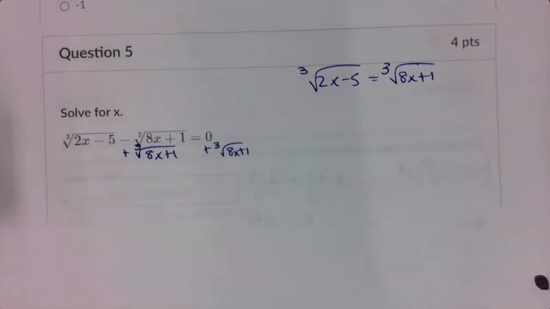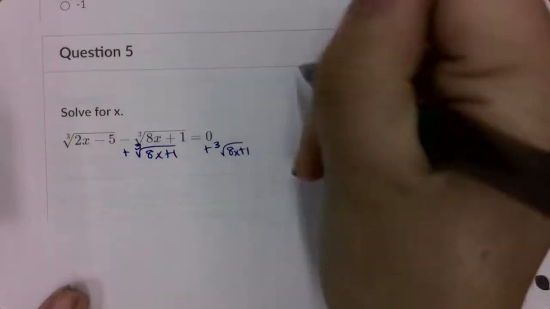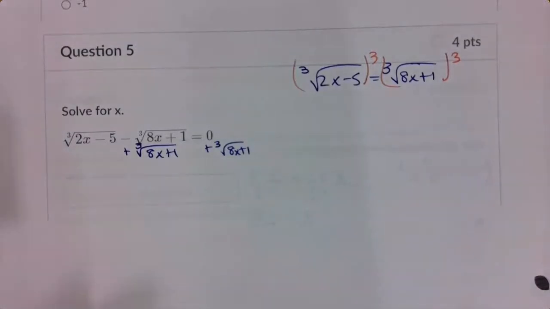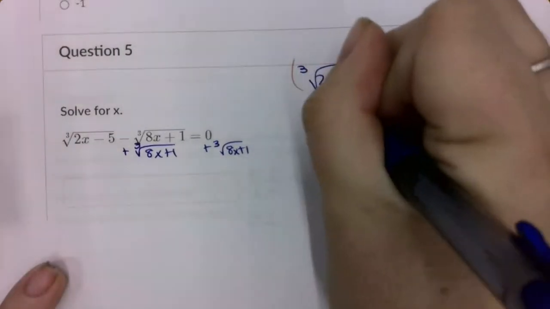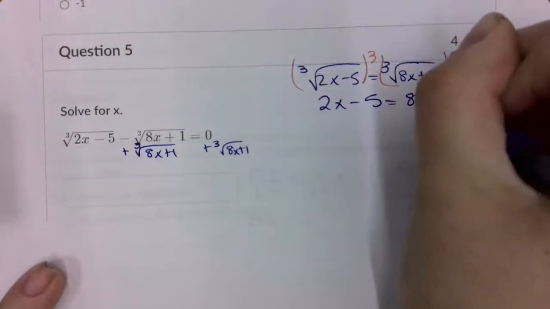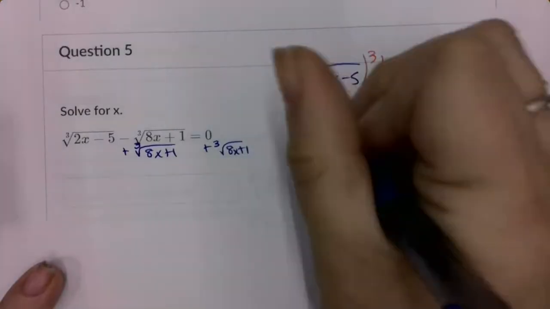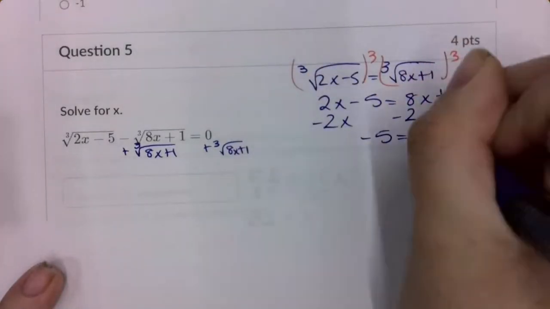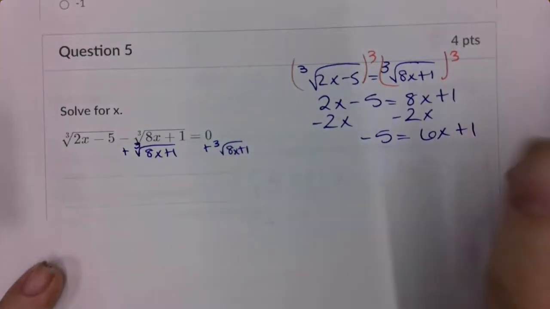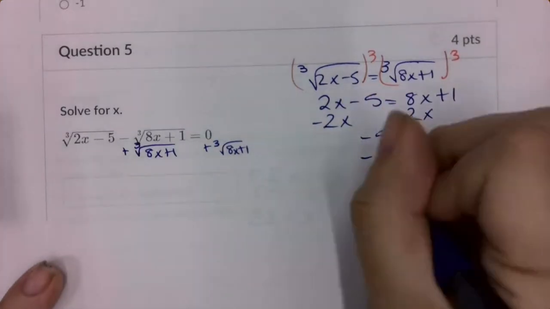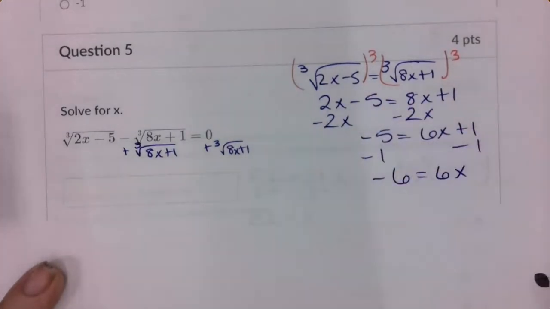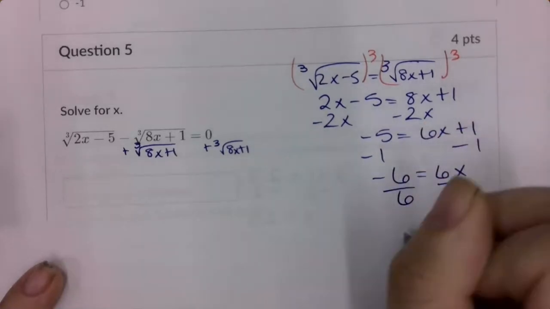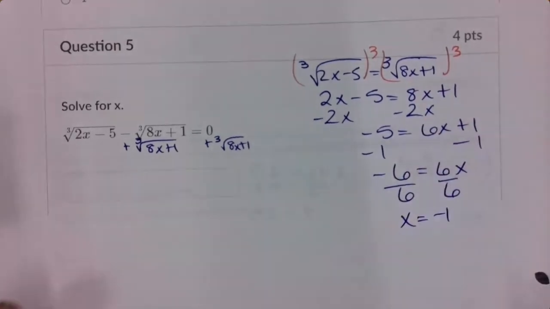Then I want to go ahead and cube both sides so I can get rid of those radicals. So it just leaves me with the stuff inside. I'm going to have 2x minus 5 equals 8x plus 1. I'm going to subtract 2x on both sides. I get negative 5 equals 6x plus 1. I can subtract 1 on both sides. This gets me negative 6 equals 6x. Then I can go ahead and divide both sides by 6, which gets me x equals negative 1.